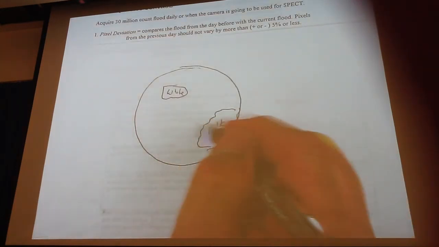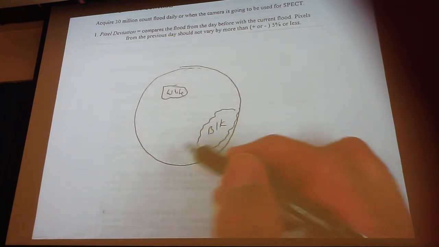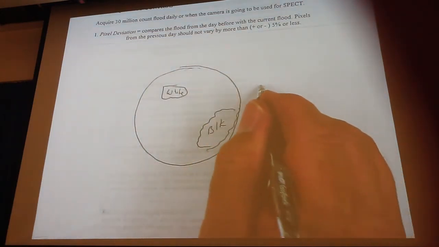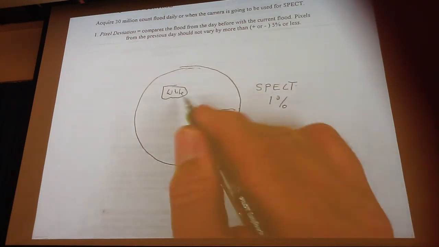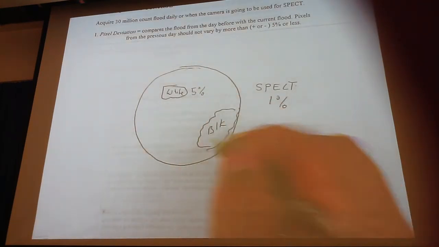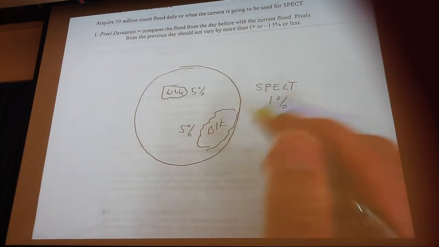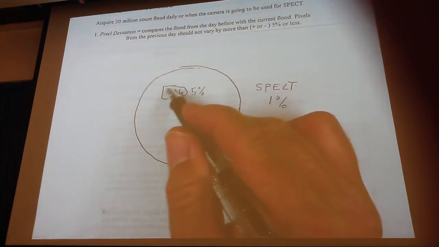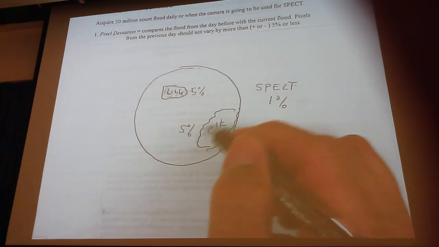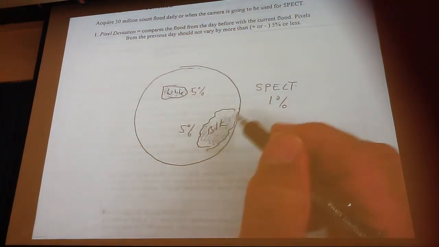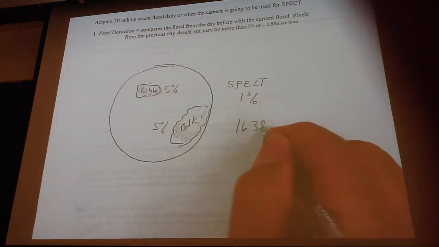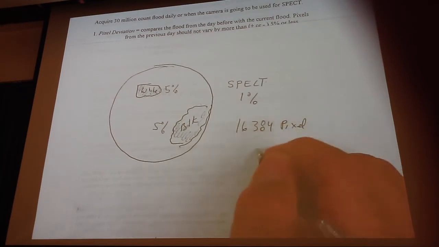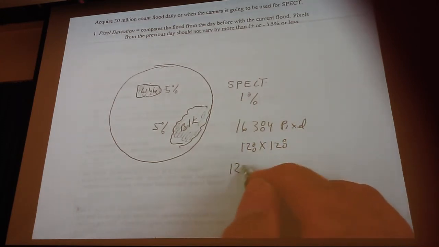So basically it gives you a map that shows you the number of counts in each pixel, and because with SPECT we are only allowed a 1% variation, 5% is considered too much. So it's like a road map. You'll see pixels that are off highlighted in either white or black, or sometimes they'll just give you a report. They'll say that you have 16,384 pixels because you did a 128 by 128 matrix and you accumulated 120 million counts.